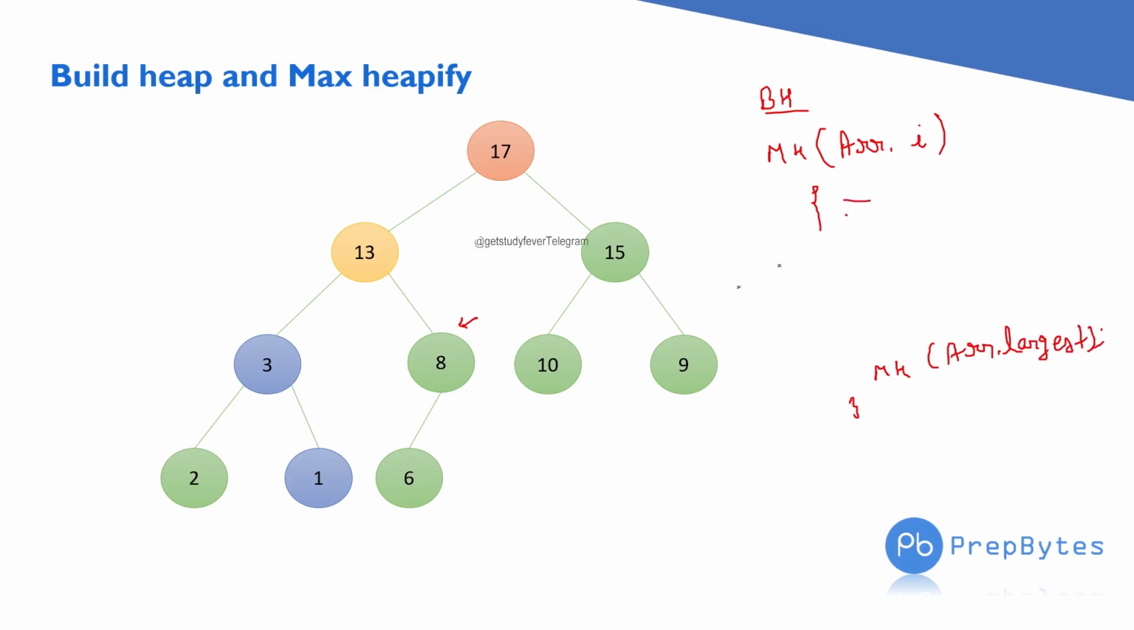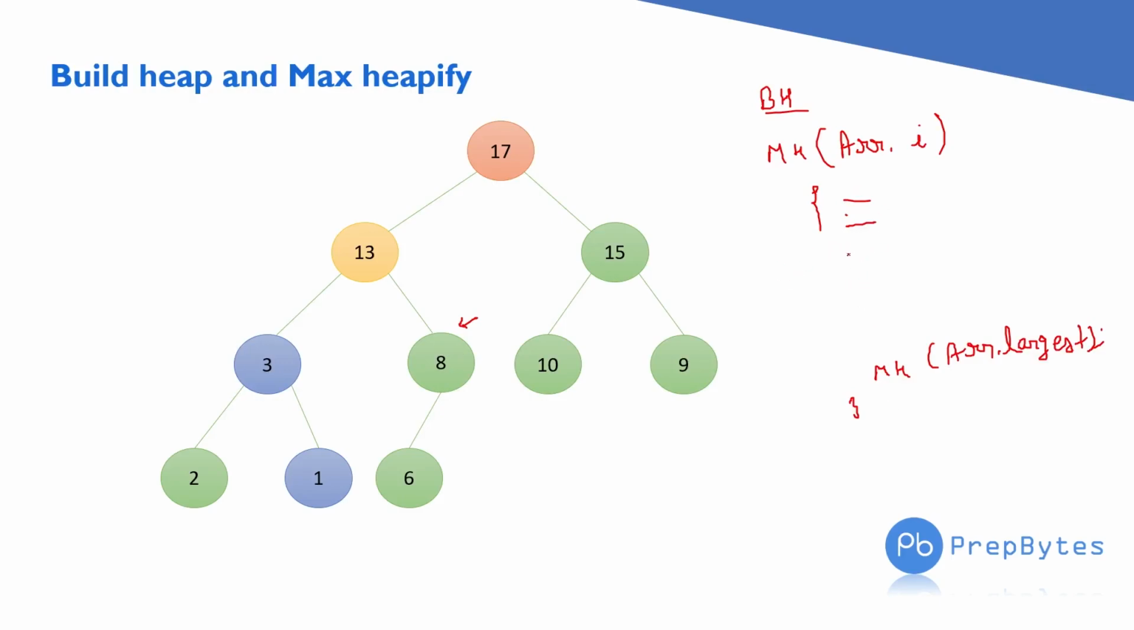What can be another base condition? Since 8 is greater than its left child and it has no right child, we have to check that, and 8 is greater than 6, so we can return, because we do not have to swap anything. So we can return it here only. So these two can be my base conditions.